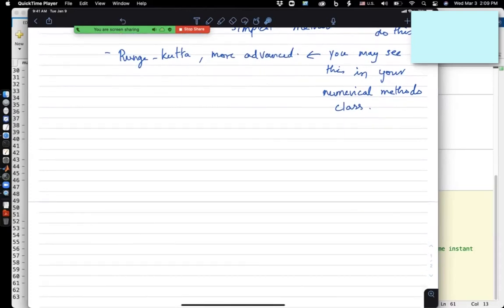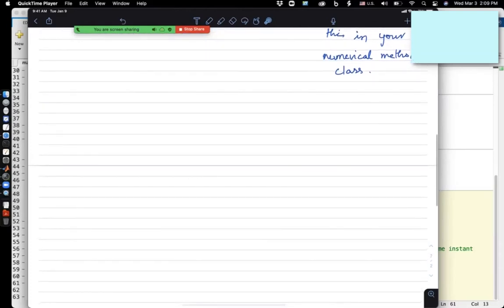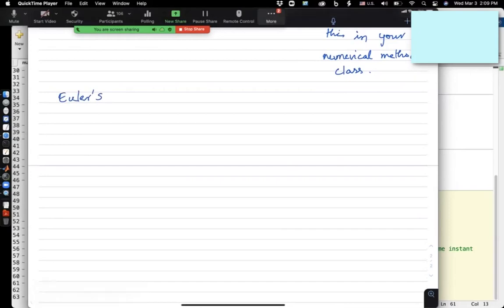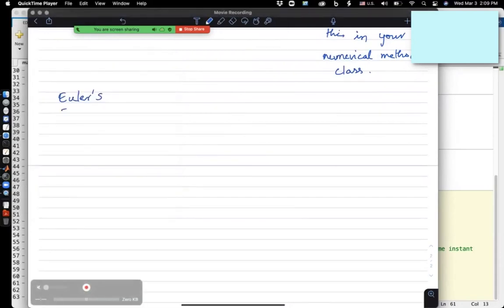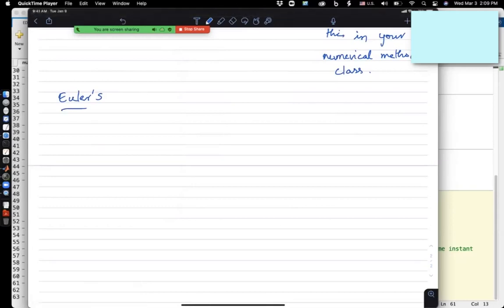So what's Euler's method? Someone says we do almost everything in numerical methods by hand. Okay, so we'll leave that aside. Yes. Okay, so Euler's method. This is called Euler's method.